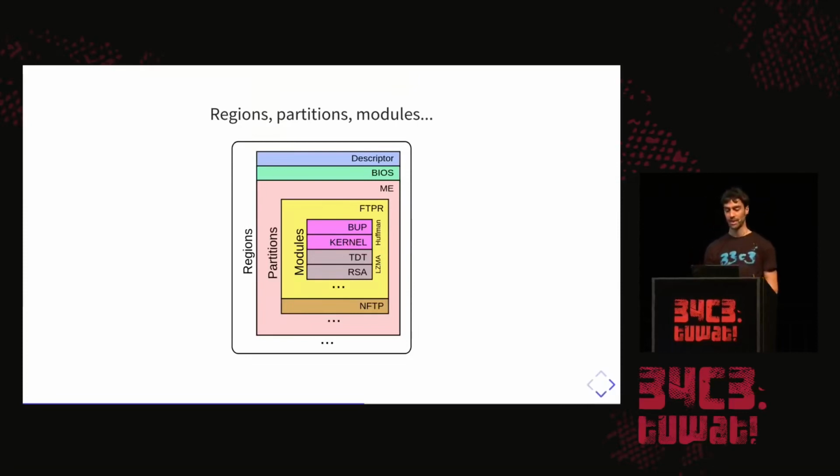So we have the SPI chip, which contains different regions, for example, the descriptor, the BIOS, and the ME region. Inside the ME firmware, we have different partitions, for example, the FTPR and the NFTP. And inside each code partition, for example, the FTPR, we have different modules. The modules can be either Huffman compressed or LZMA compressed.